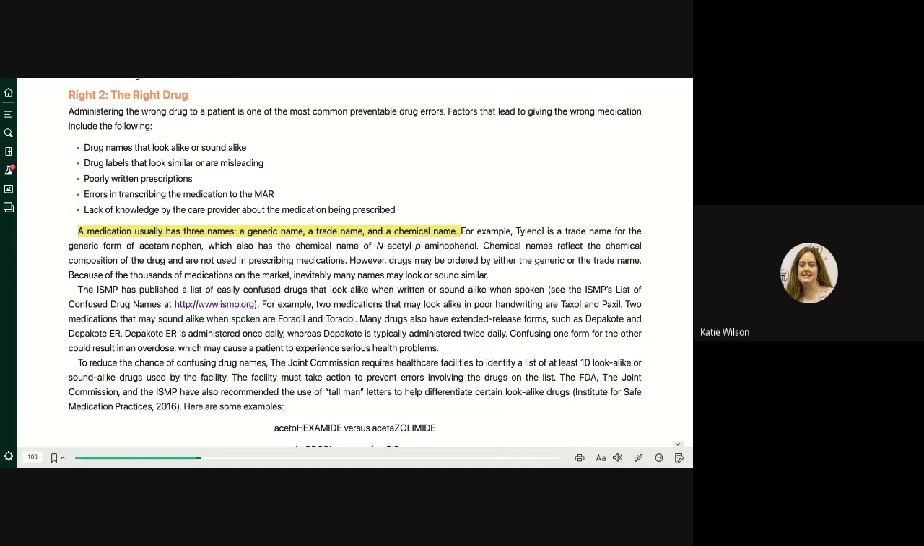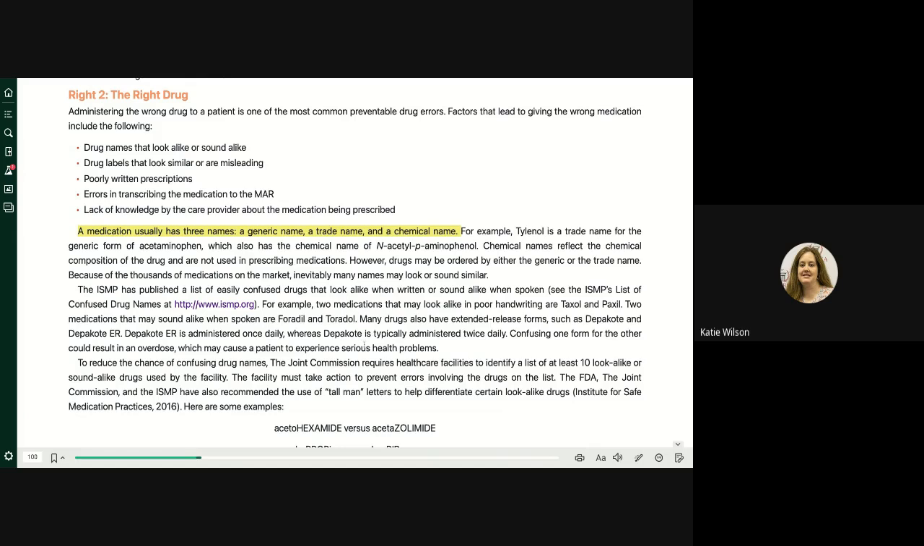Ibuprofen is the generic name, and some trade names that you would have for ibuprofen would include Motrin and also Advil. So those are probably the two most common names that you might be familiar with, Advil and Motrin. Those are both trade names for the same generic form, ibuprofen. Okay, so hopefully that makes sense to you.